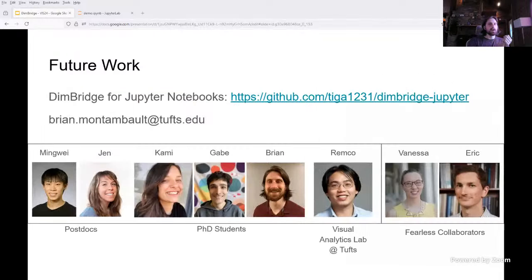So for future work, we want to focus on evaluating DimBridge on a wider range of use cases. To facilitate this, we've developed the Python package that I showed in the demo. So anyone can run DimBridge, load in their own data using pandas. So please take a look at that on GitHub if you're interested. Here's my email if you'd like to collaborate with us, or there are any questions that we don't get to today. And thank you all for listening, and I'm excited to hear your questions.